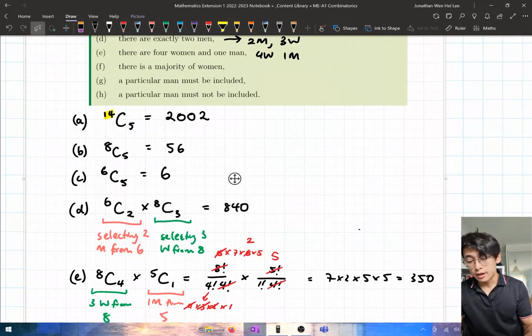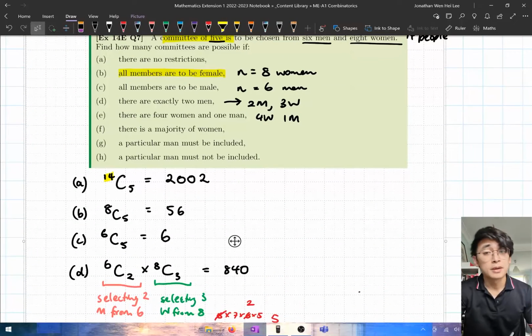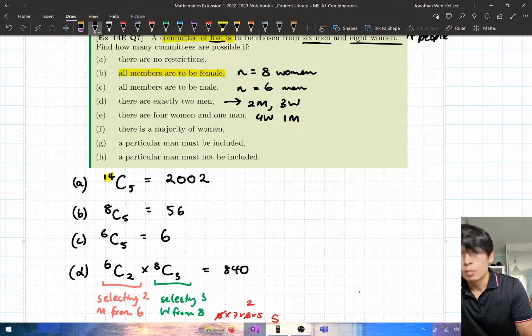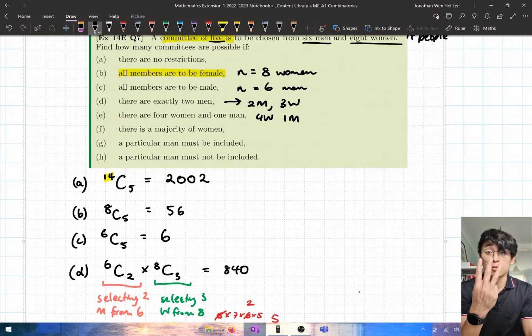The next one, F, if there is to be a majority of women. Now here we don't specify that we have to have 1 man or 2 men or an exact number, we just want a majority. What does it mean for us to have a majority? Well, actually there's a few ways that you could do this. If you want a majority, that just means, if there's a group of 5, we have to have 3 or more women.